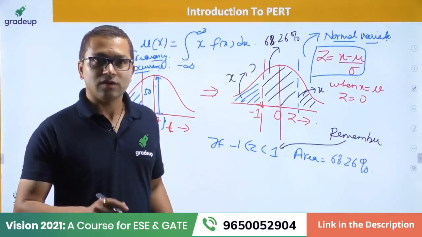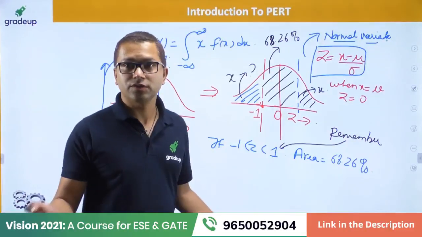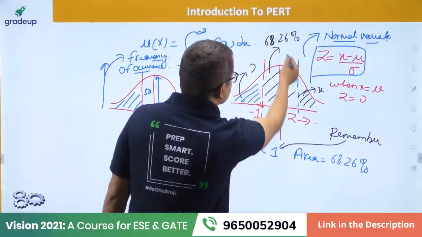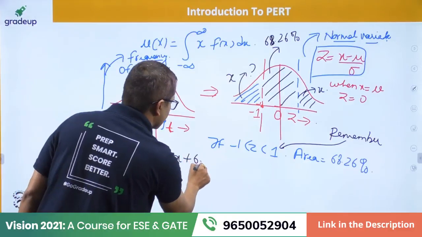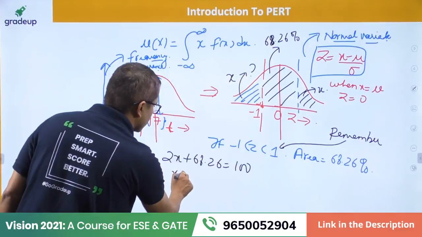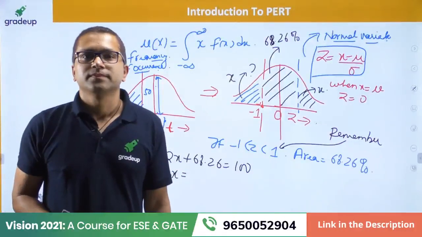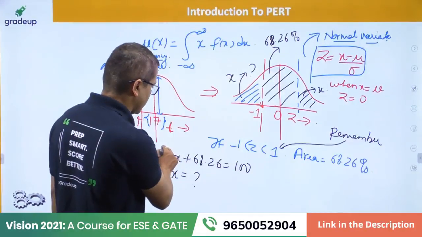Yes, Rajesh, it's always true if Z is lying in between -1 to 1. It's always true, all right? So let's say this is X, this is also X, and that is 68.26. So 2X plus 68.26 equals 100%. Now please tell me what is the value of X by this. Just tell me, using this.